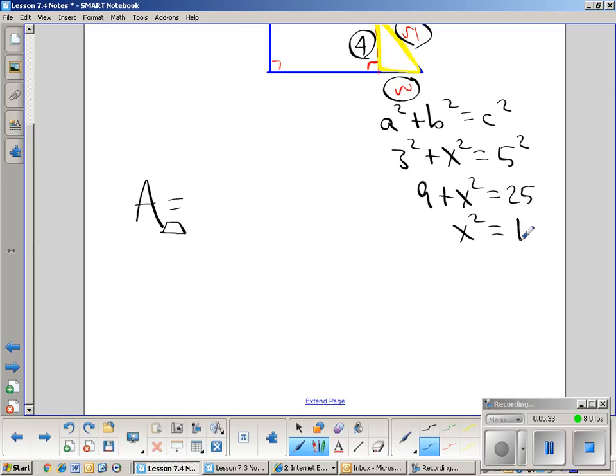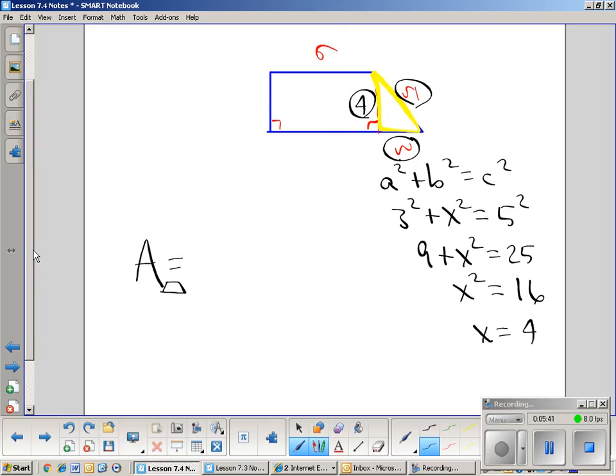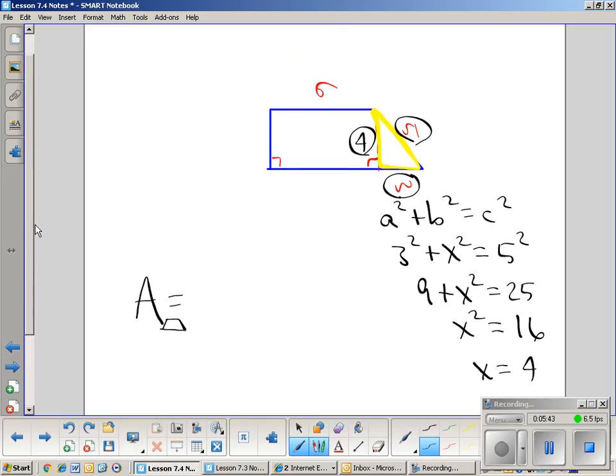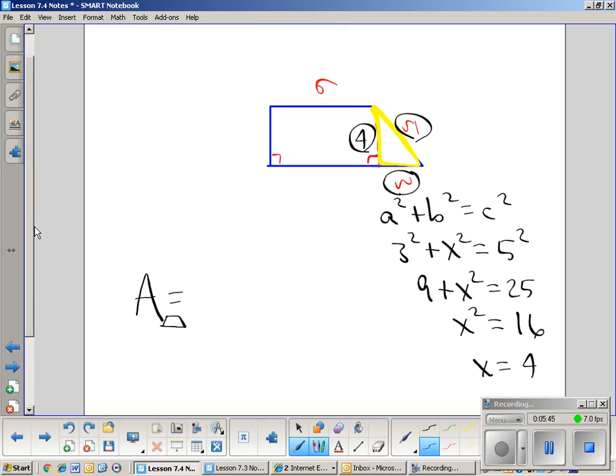16. And then the square root of 16? 4. And so Jackson recognized probably that this is a 3, 4, 5 triangle. I think we talked about that briefly on Friday. The more of these you see, the more you'll start to recognize. Just keep in mind that the 3 and 4 have to be legs.